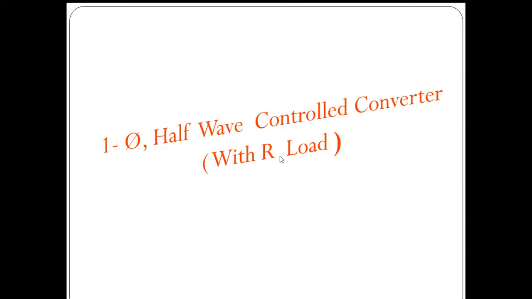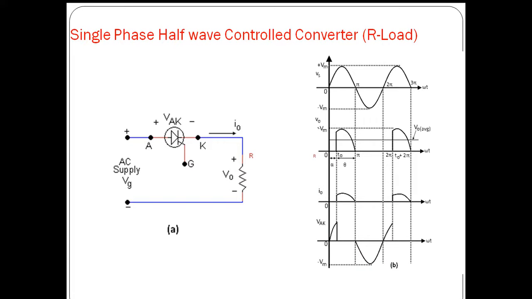So now we are going to see the operation of single phase half wave controlled converter. Whenever the load is a resistive load, we are going to see the circuit operation. So this is the single phase half wave controlled converter, and for this we are applying a resistive load. So the circuit will consist of a closed path.